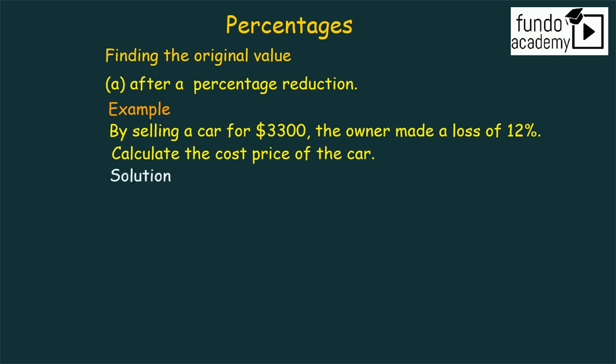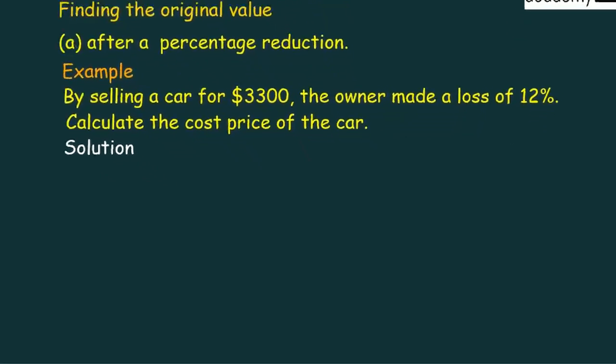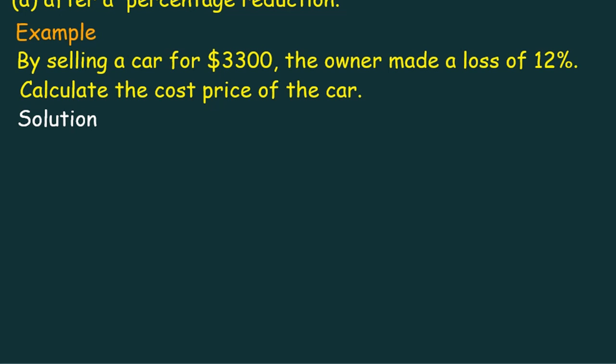So this is the solution here. Right, I want you to consider these things that we have in the question. We have a selling price of 3,300. So this car is being sold for 3,300, but they're not selling it at a profit, they're selling it at a loss of 12%. So we want to calculate the cost price, and in our case, the cost price is the original value, right? That's the original value.